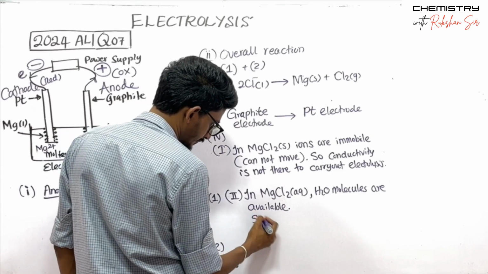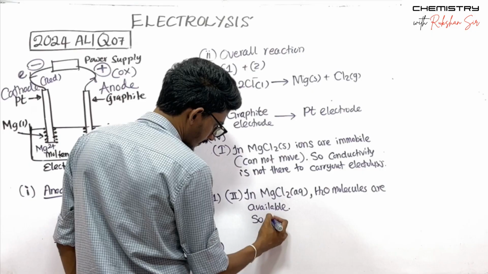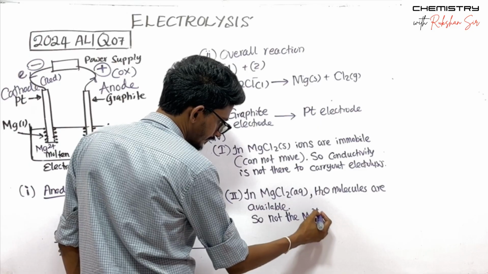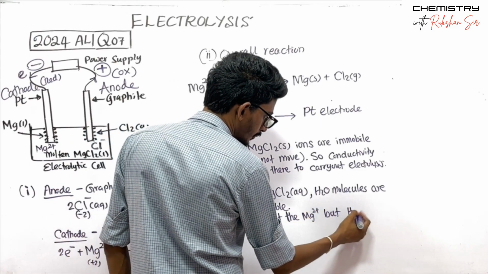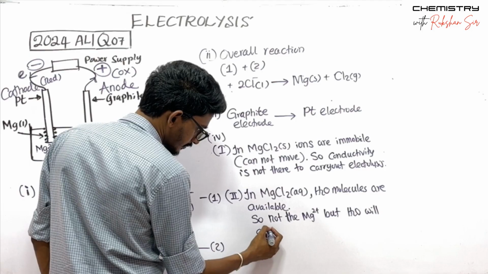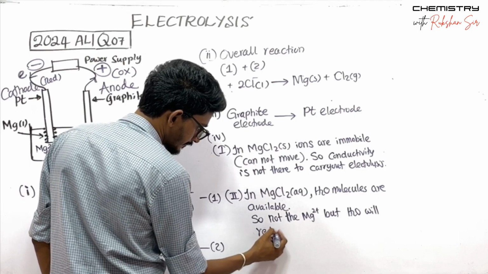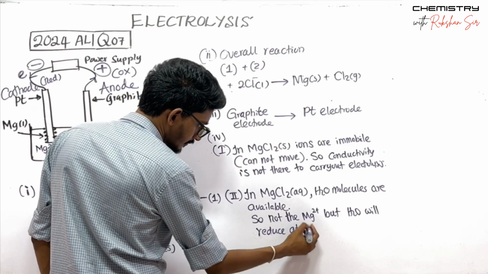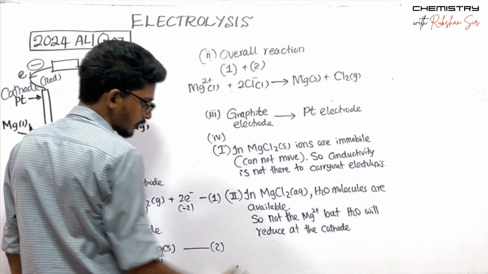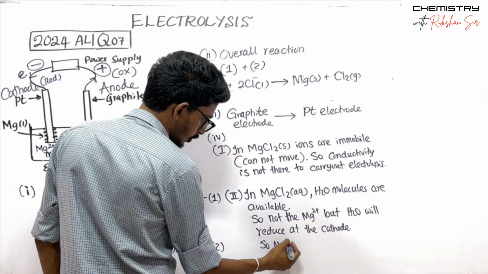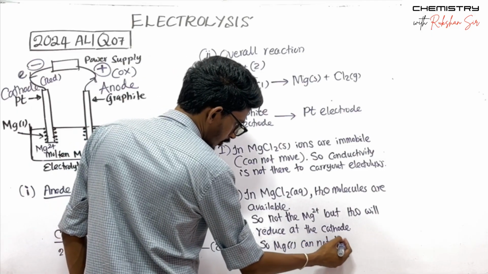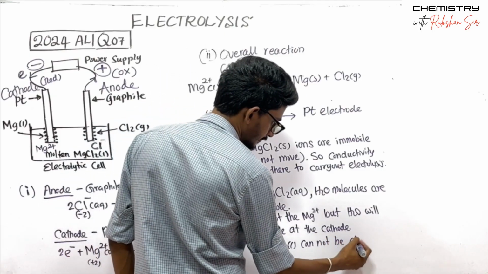So not the magnesium 2 plus, but H2O will reduce at the cathode. So Mg liquid cannot be obtained, extracted.